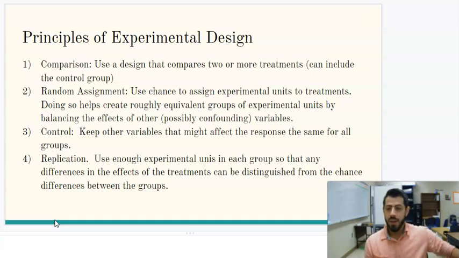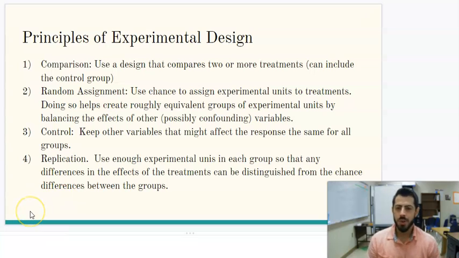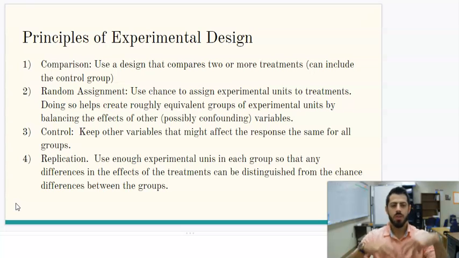And lastly, there has to be replication. You have to use enough experimental units in each group so that the differences in the effects of the treatments can be distinguished from chance, pure probability, little nuances between the units, right? So ideally, you want as many as you can get. Smaller experimental groups, less reliable results. The more you have, the better your results will be.